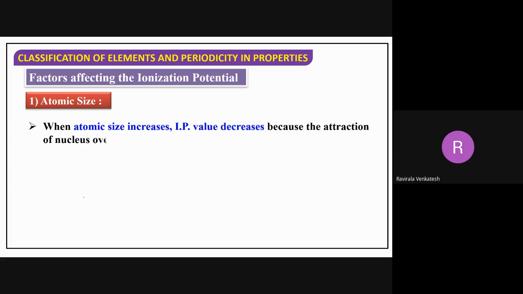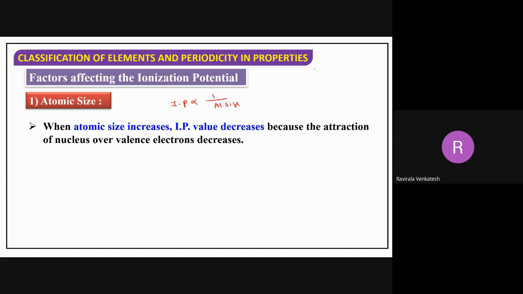Now what is the relation between atomic size and ionization potential? Ionization potential is inversely proportional to atomic size. Both are what? Inversely proportional. That means as atomic size increases, ionization potential will decrease.